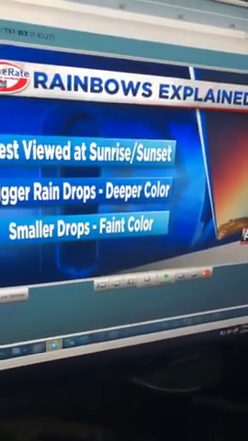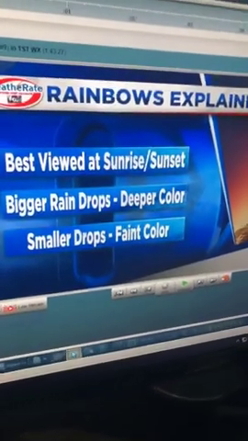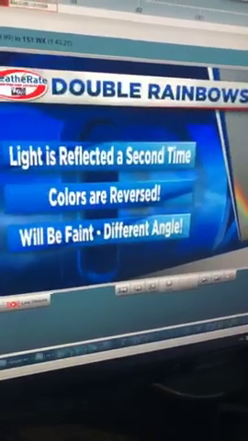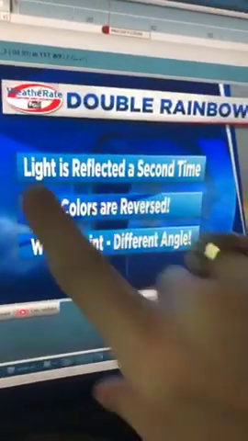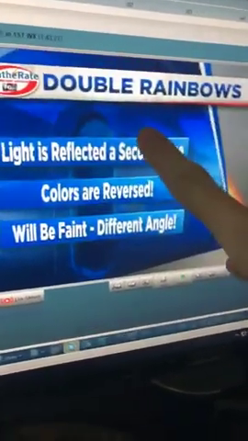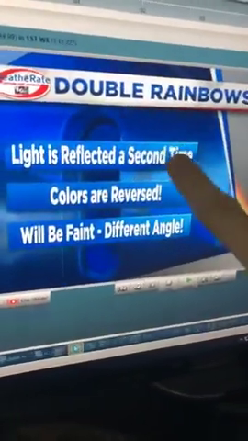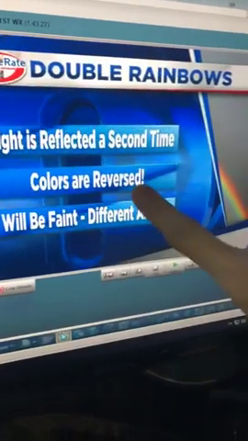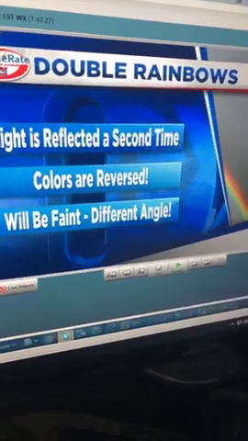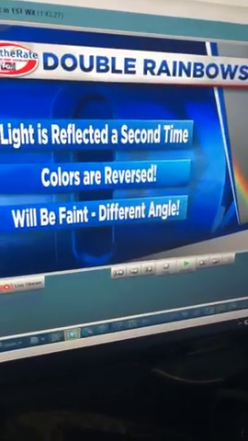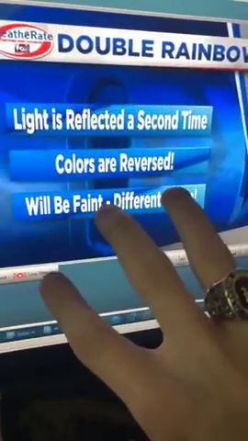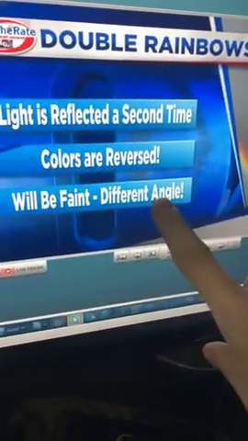And occasionally, there will be some double rainbows. Let's talk about those. What causes a double rainbow? Well, that same reflection happens in the raindrop, except it's done a second time. And as that second time happens, the colors are actually reversed. And if you've never noticed this before, pay attention next time because it is so cool. It's going to be less intense than the first one because it's coming at a different angle.